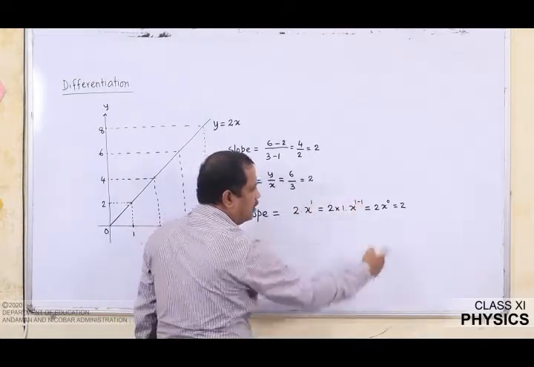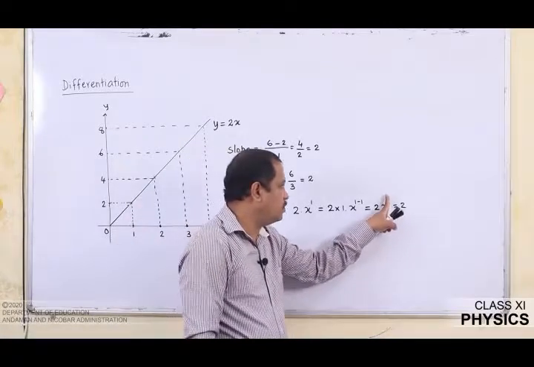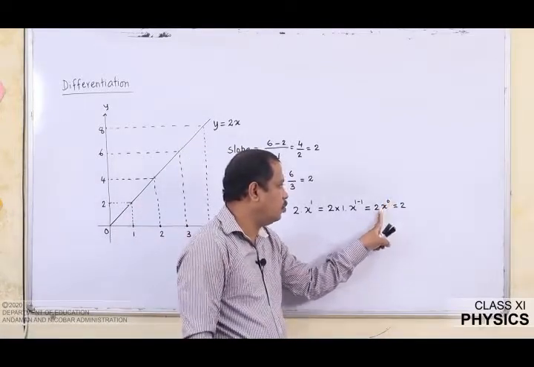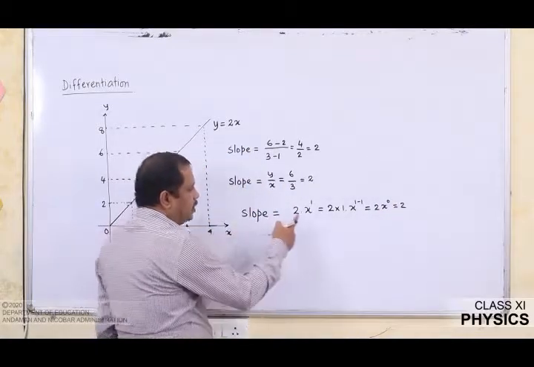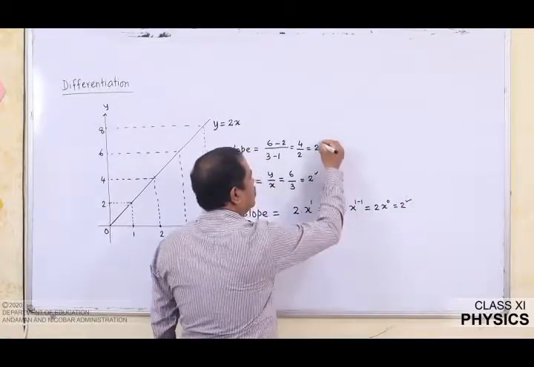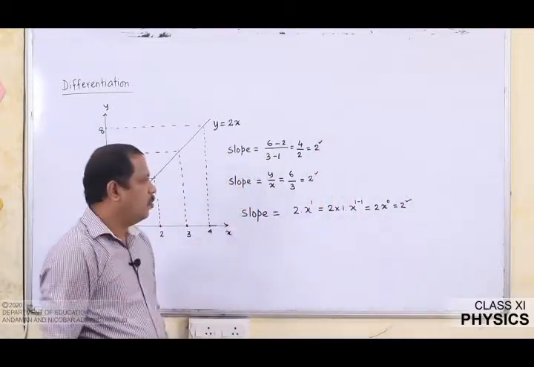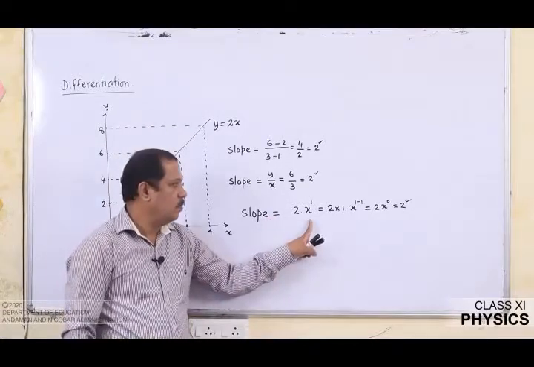So, 1 minus 1 I am having 0. So, 2 times x power 0, anything power 0 is 1. So, 2 times 1 is 2. So, I see that the slope calculated using this method is same as that of this. Now, the method of calculating slope like this, how?